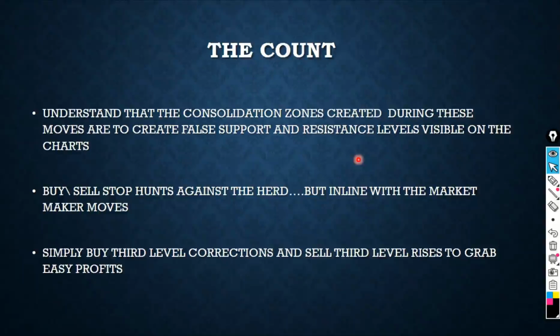Okay, so what will happen is that you need to buy or sell stop hunts against the head, but in line with the market maker moves, which is why you are here. You are here to trade with the market maker. Simply buy the third level correction and sell the third level rise to grab easy profits. I drew this for you many times before.